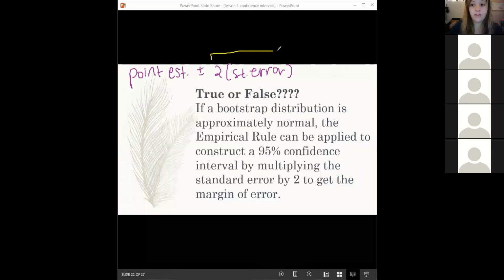And then keep in mind that this right side of your equation is also known as the margin of error. So just keep that in mind. Your multiplier times your standard error is your margin of error. So that's your right side of your equation there. So that's the standard error method. So good job.